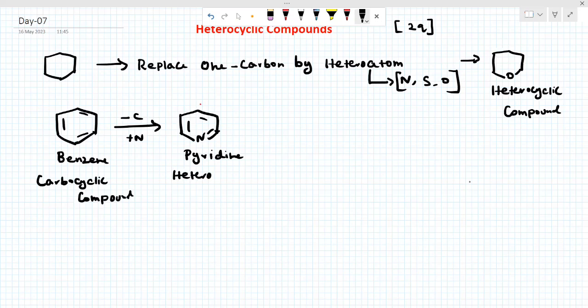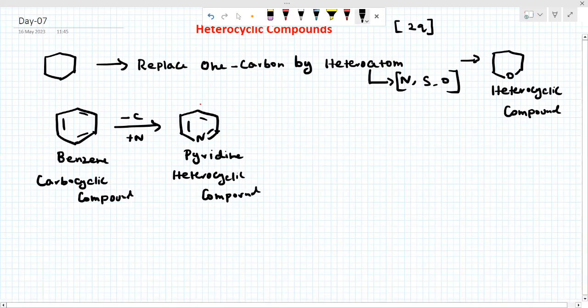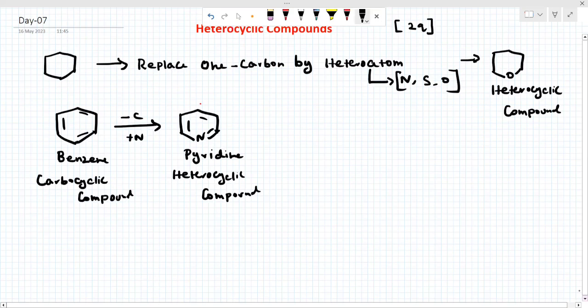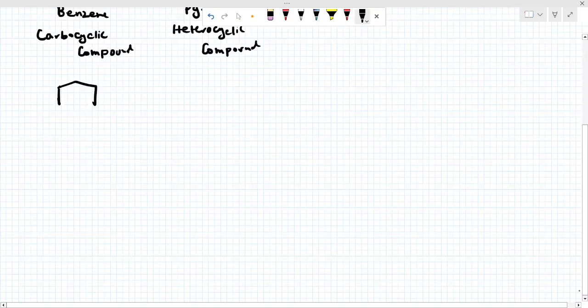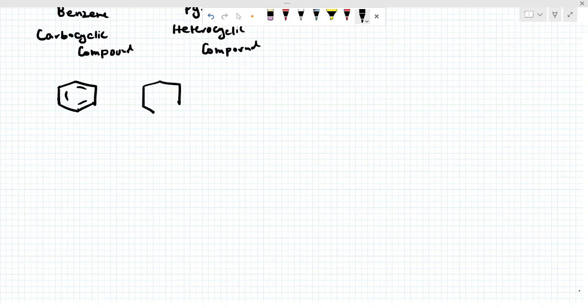This is a heterocyclic compound. Now understand, okay? What is a heterocyclic compound? One of the carbon atoms is replaced by a heteroatom other than carbon. What is a heteroatom? Nitrogen, sulfur, oxygen, etc. Okay. Now, I give you the example, for example benzene. See. Now, pyridine. Now I'm going to challenge.